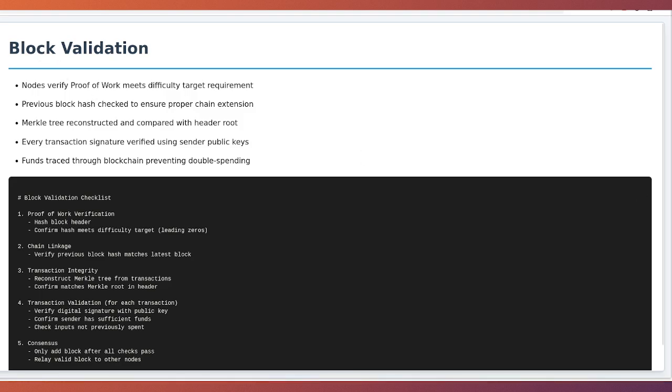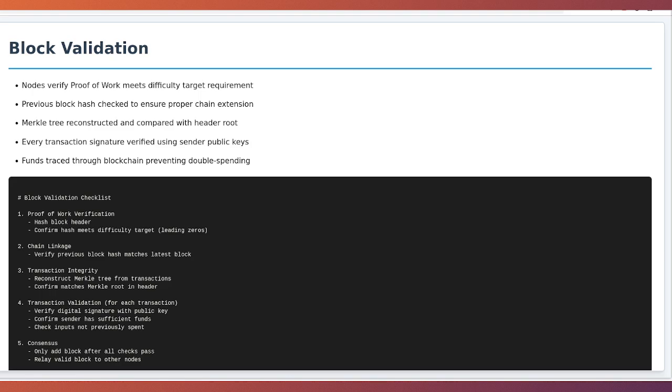When a new block is broadcast to the blockchain network, every node performs a series of cryptographic validations before accepting it. Understanding this validation process reveals how blockchain achieves security without central authority. First, nodes verify that the block's hash meets the difficulty target. In other words, that valid proof of work was performed.